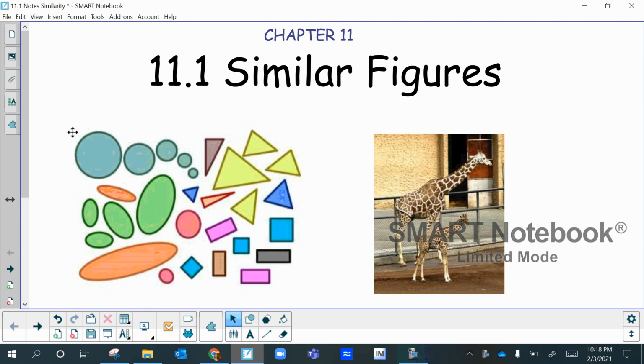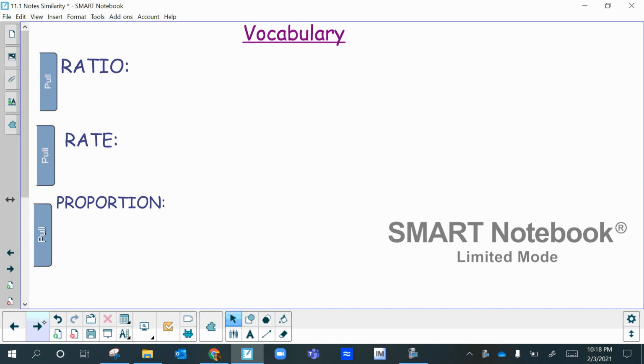All right, we're going to move on to our next unit. This is going to be from chapter 11. So we're going to go through 11.1, which is about similar figures. So let's do some vocabulary first.